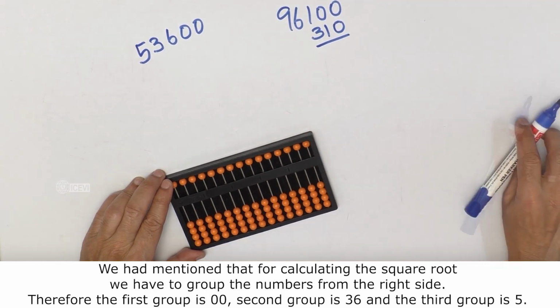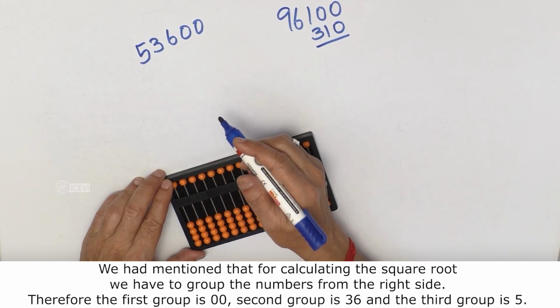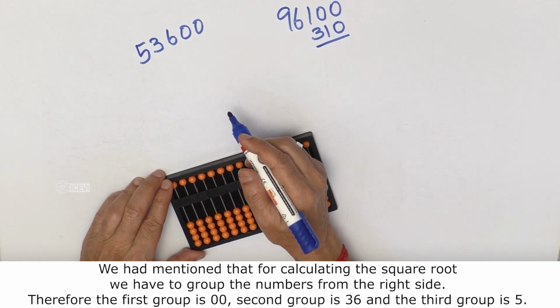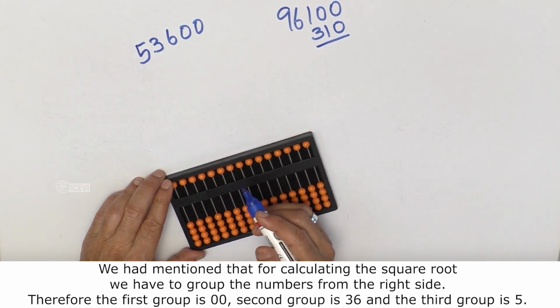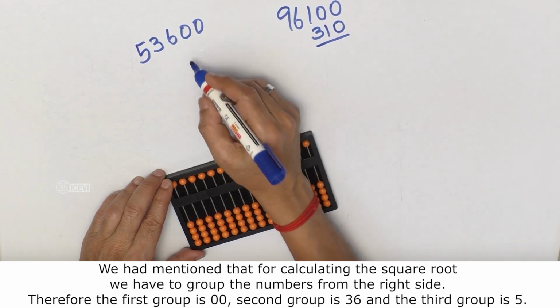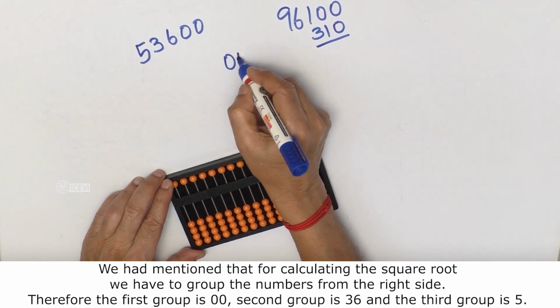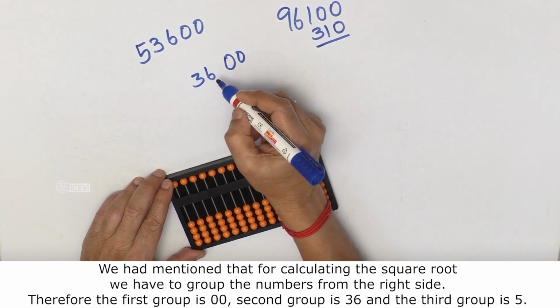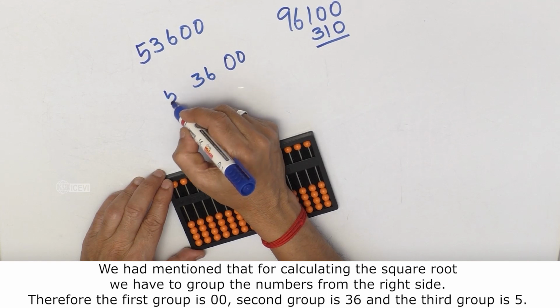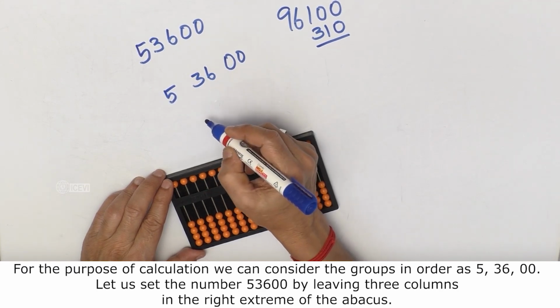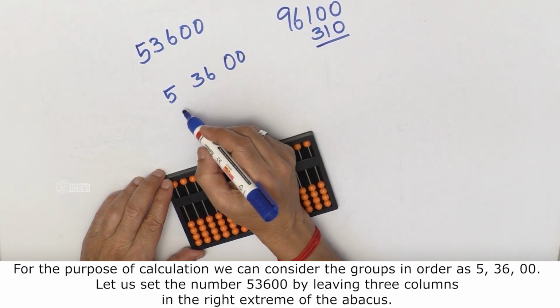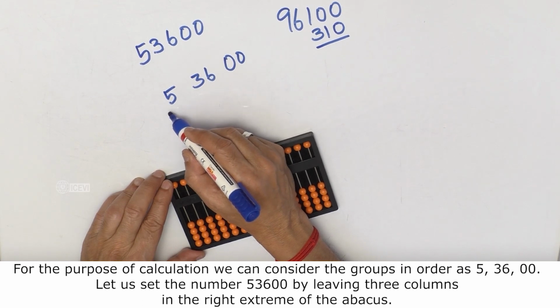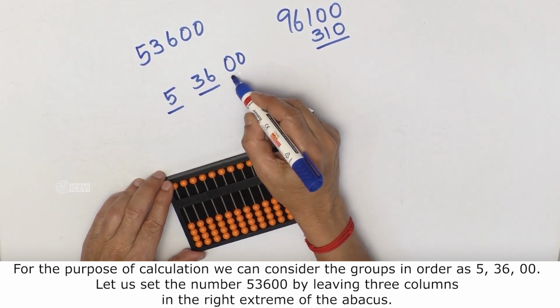We had mentioned that for calculating the square root, we have to group the numbers from the right side. Therefore, the first group is 0, 0. The second group becomes 36 and the third group is 5. For the purpose of calculation, we consider the groups as 5, 36 and 0, 0.